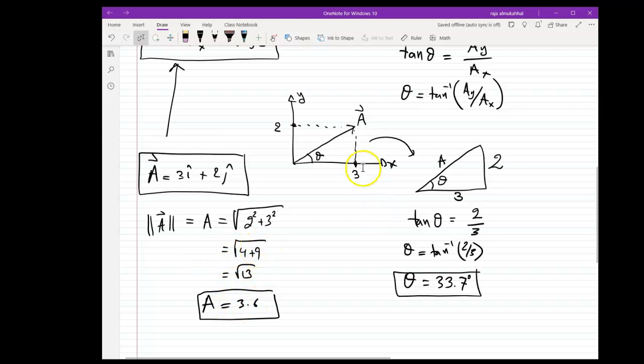And then if I want to know the direction of the vector in terms of polar angle, theta here, simply take the tangent of the opposite over the adjacent, just like I've done here, and the angle is 33.7. And there we go. This is how I would represent a basic vector. Got it, everybody? Okay.